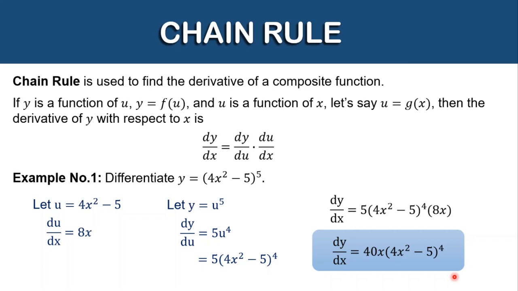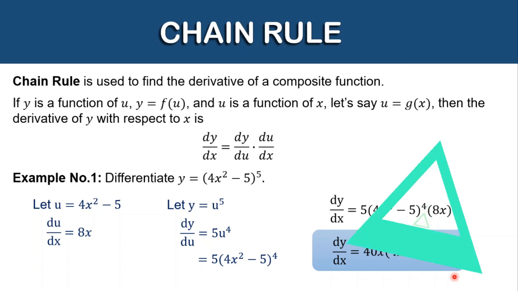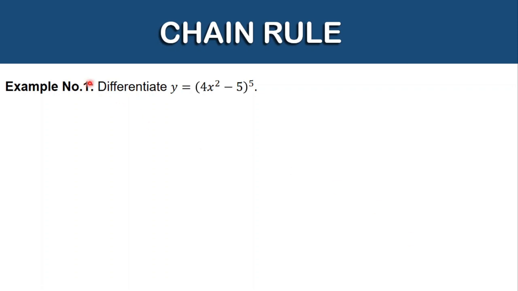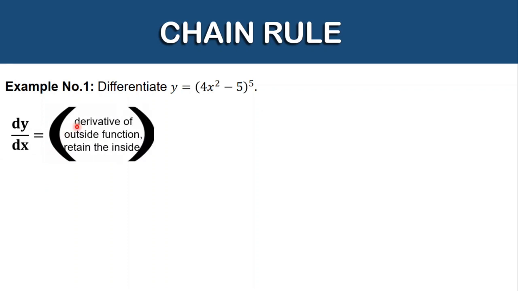Let's try another method on how we are going to solve this problem. So ayan, differentiate. Ito ulit yung example natin, number 1. So another method is, in finding the derivative of y with respect to x, we just need to get the derivative of the outside function, then retain lang natin yung inside function natin, multiplied by the derivative of the inside function. So dito muna tayo sa first factor natin, derivative of the outside function. So ito yung inside natin, di ba? Retain natin ito. So let's say this is u.